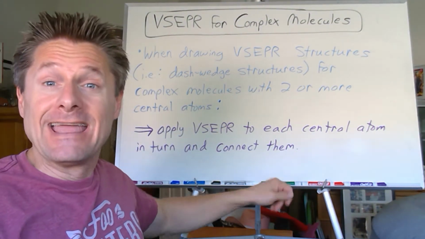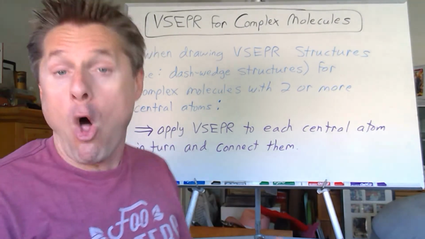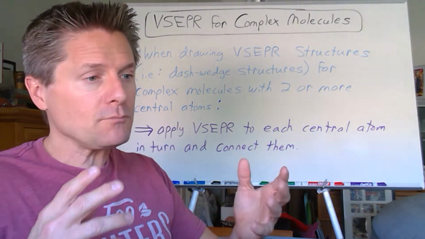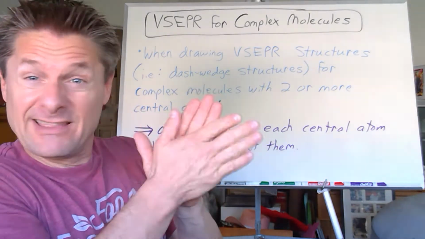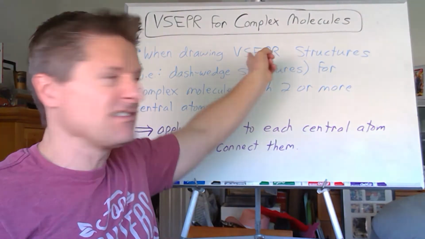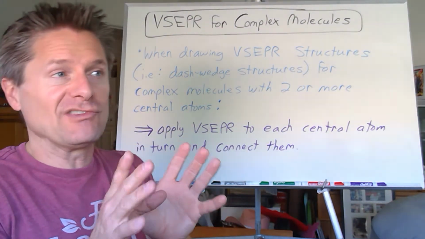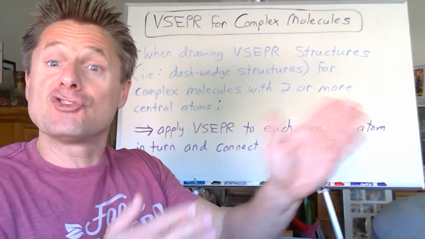That's the key. And then you can't really get a molecular shape overall of a complex molecule because you've got too many central atoms. But we can look at individual atoms and ask, are those in the same plane and these ones aren't? So we'll use the dash-wedge structure, which is a VSEPR structure. You can use the dashes and wedges to see which atoms are out of the plane, and you can use the lines to show which ones are in the plane.